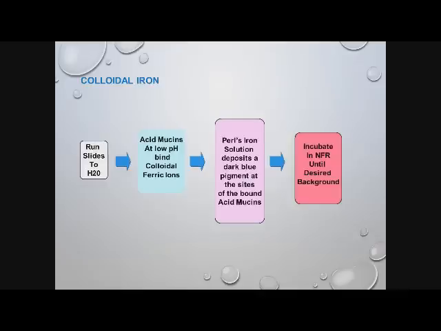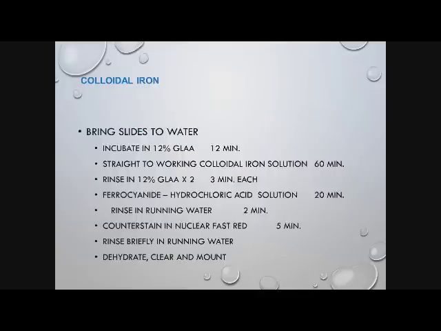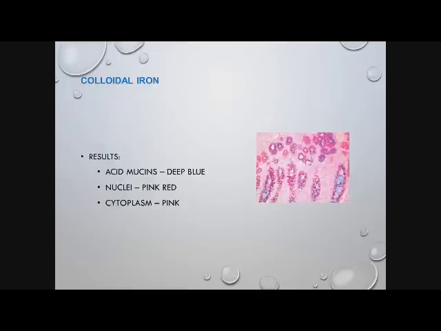The acid mucins bind the colloidal ferric ions at very low pH. That's the reason you go into a 12% glacial acetic acid before going into colloidal iron, because you want to get it to that low pH. Then you've got Pearl's iron solution. It deposits a dark blue pigment at the sites of the bound mucins, and you incubate in NFR until you get the desired background, and you got it. So there's your procedure, and that's what it looks like, your results.